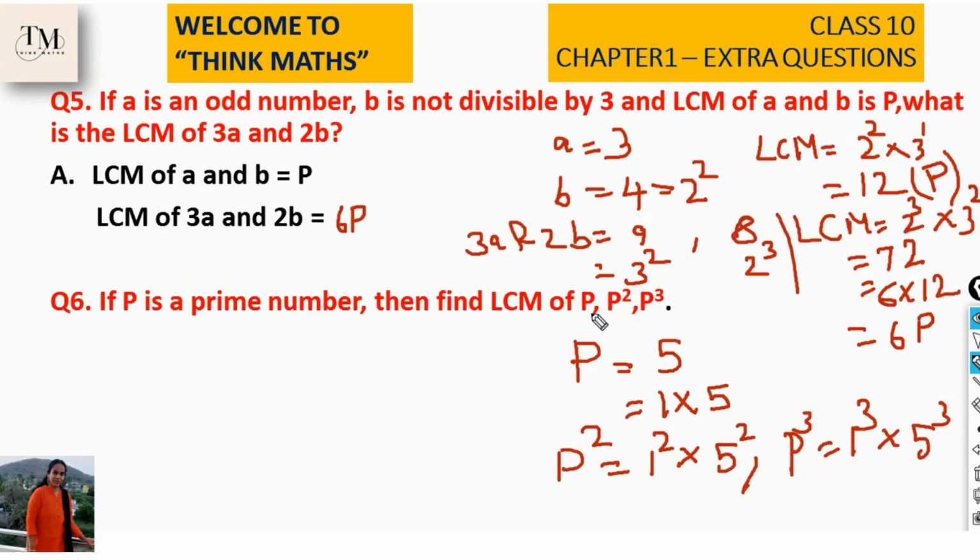So what will be the LCM of P, P square, P cube? LCM is nothing but the product of the greatest power of all the prime factors. Here the only prime factor is 5, that is P. Okay. So P is the only prime factor, and its greatest power is 3. So LCM equals P cube. Okay. So next problem.